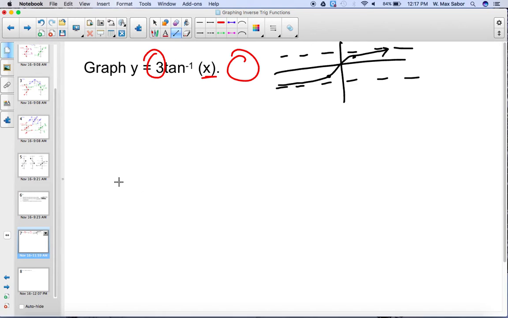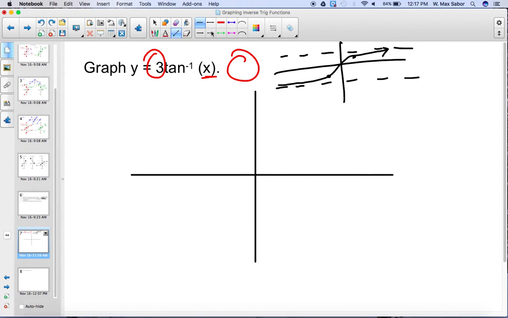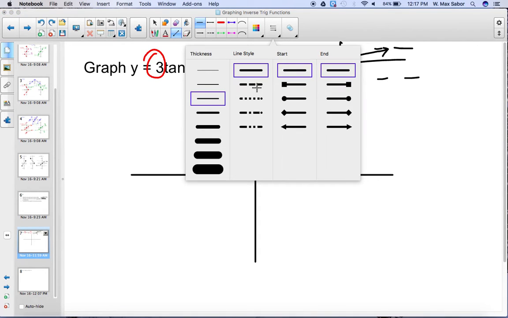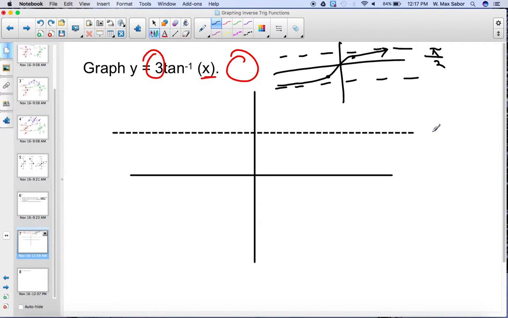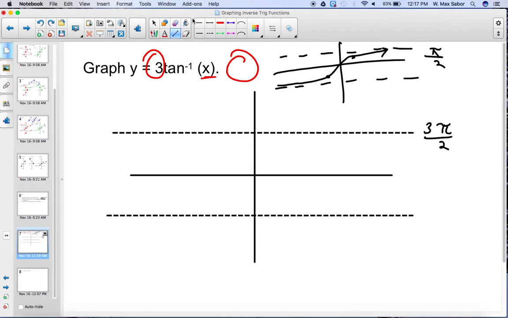So let's begin. That's not what I want. I want an x-axis and a y-axis. And if my amplitude is 3, we're multiplying each of these asymptotes by 3. So what started at pi over 2 will now be at 3 pi over 2. So I'm going to draw this as 3 pi over 2, and then the same in the negative y direction, so negative 3 pi over 2.